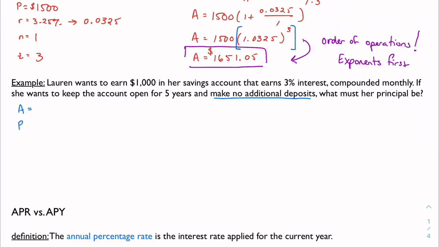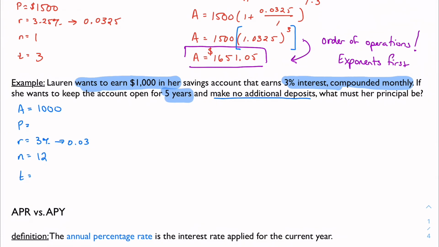But again, I think it's easier to isolate all of my given information and figure out what I know. So we want to earn $1,000. I'm not starting with $1,000. That's my goal. I want my account balance to be $1,000. That account earns 3% interest compounded monthly. So 3% as a decimal is 0.03. Compounded monthly is 12 times per year. She wants to keep the account open for 5 years, so time is 5.